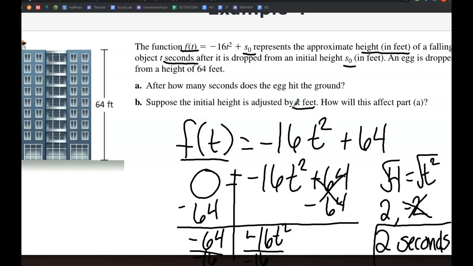So if we were to adjust it by k feet, what would change would be our initial starting point, right? So if I was to say that k was 3 feet, what would my initial height be? 67, because I would add 3 feet from previous, right? And if I said k was negative 20, that means I'm going down 20, so where would the egg start? 44. Okay, so when you adjust it by k feet, you're changing the initial height of the egg, so where it starts.